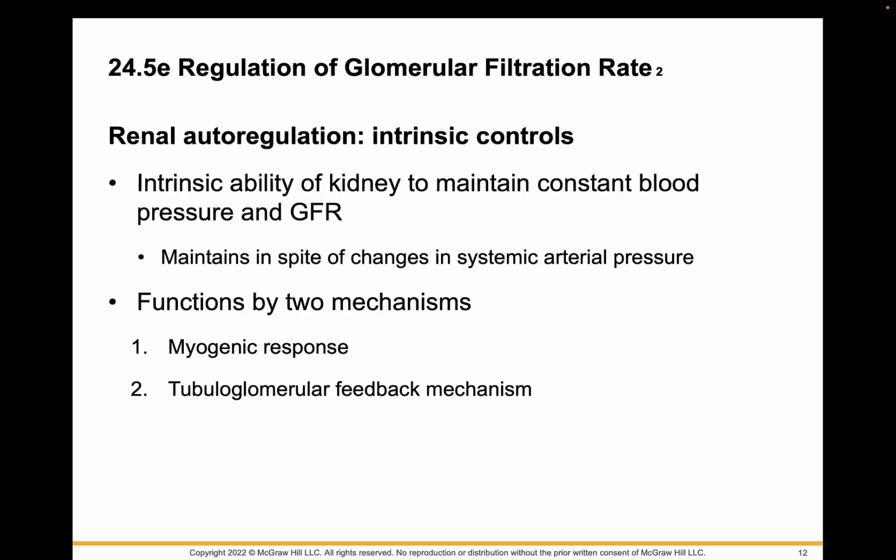Now, the first thing we have to address is something similar to what we talked about before happening at the capillary level, and this is autoregulation. And so what this means is the intrinsic ability of the kidney to maintain a constant blood pressure and glomerular filtration rate in spite of changes in systemic arterial pressure. This is going to happen by two primary mechanisms. The first is known as the myogenic response, and the second will be the tubuloglomerular feedback mechanism.